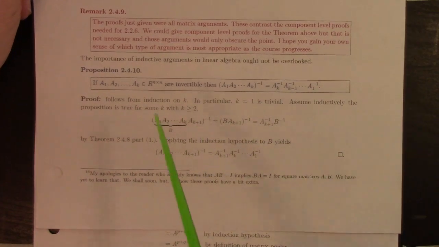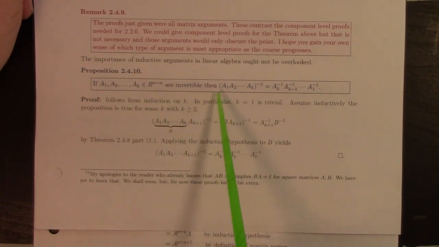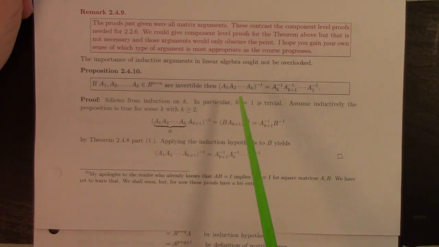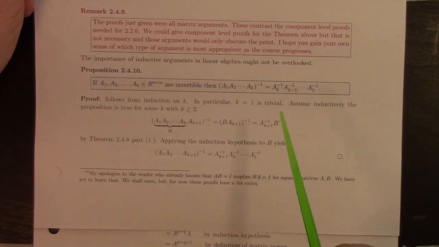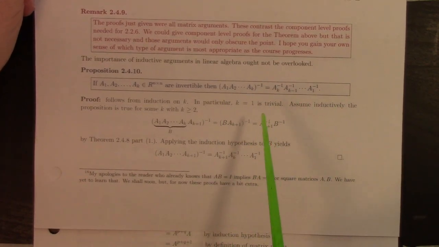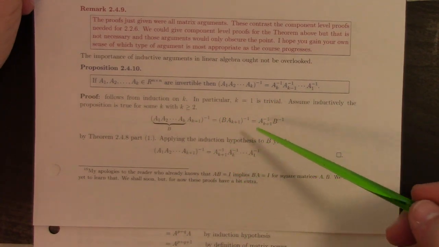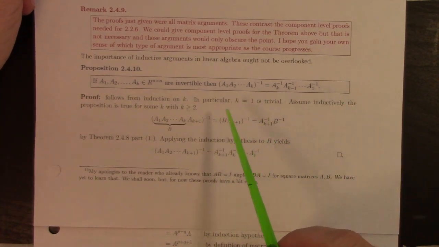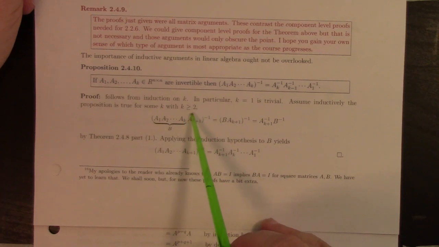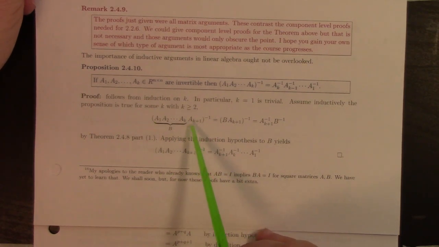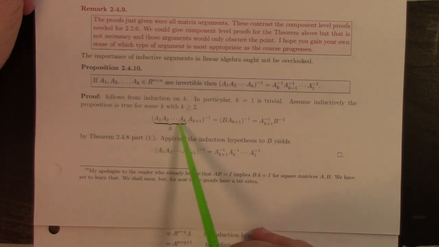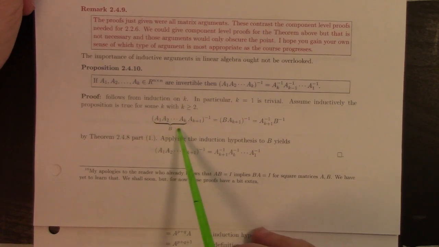This one, if we have a product of invertible matrices, it's invertible, and this is the socks-shoes rule, which you can prove by induction, as I do here. So suppose it's true for some k greater than 2. Look at the product of k plus 1 things.